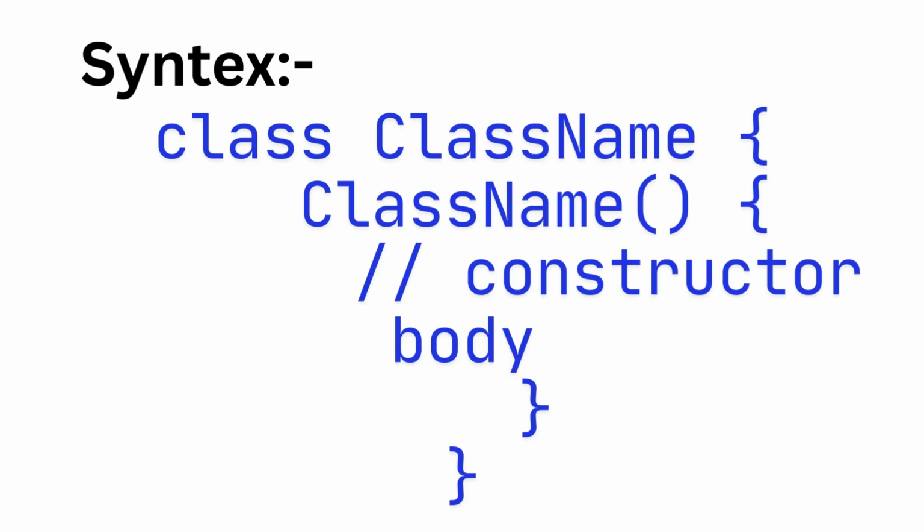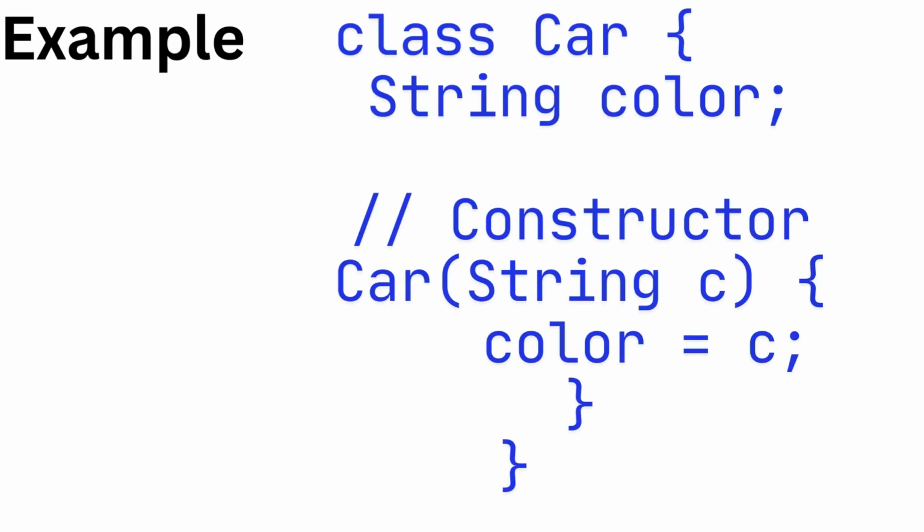Let's look at the syntax. ClassName(){ // constructor body }. Here, the constructor has the same name as the class. For example, if the class is called Car, then the constructor must also be named Car. When we create an object of this class using the new keyword, the constructor is executed automatically.